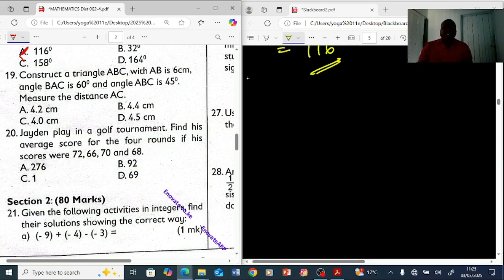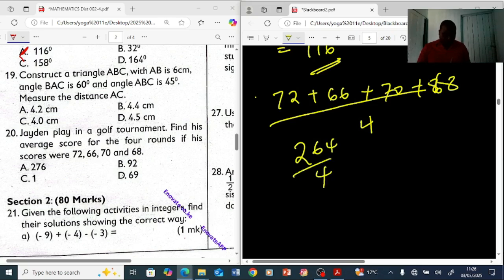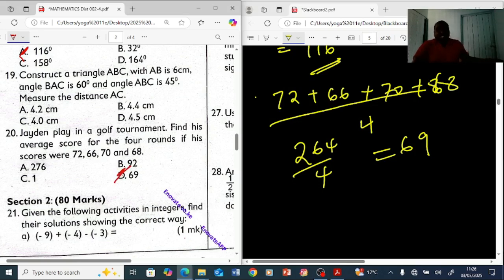So to get the average, you add all of them and then divide by the number of items. 72 plus 66 plus 70 plus 68. They were 1, 2, 3, 4. So you divide it by 4. This one will be 264 divided by 4. The average is 69.